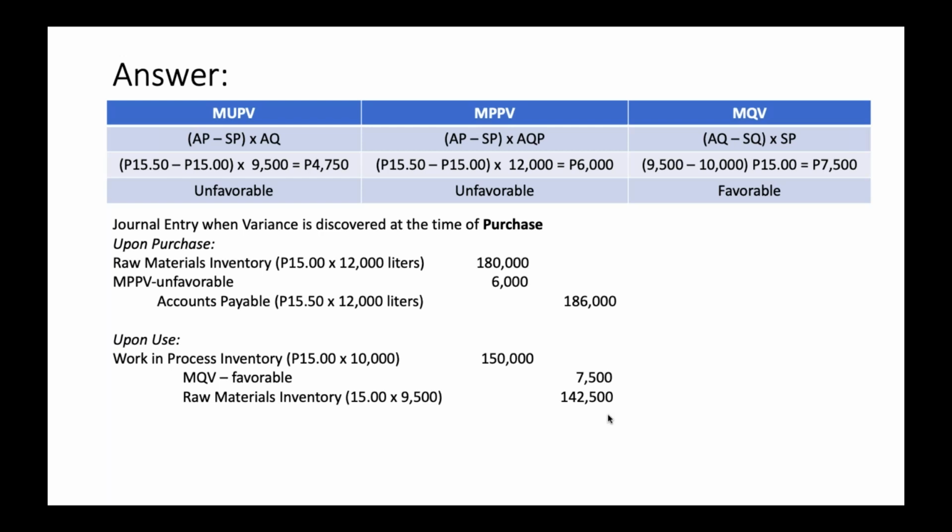Oh, I see. In your book, on page 556, that's an error also. That should have been material quantity variance favorable of 7,500, and it should have been credited, not debited. Okay.